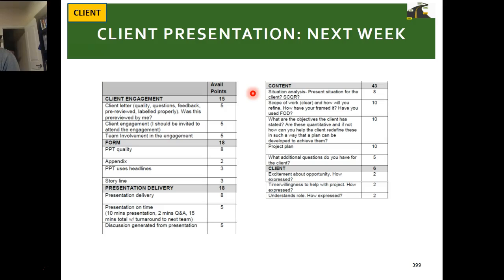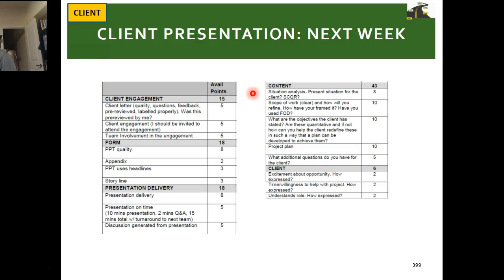Project plan. That's another piece that I'm looking for, and I do grade very hard on that. I don't want something superficial. I actually want your work plan that you should be integrating into your charter. I also want to see an updated charter to look at any changes in roles and responsibilities. And then, what additional questions do you have for the client? Because that meeting should generate additional questions.